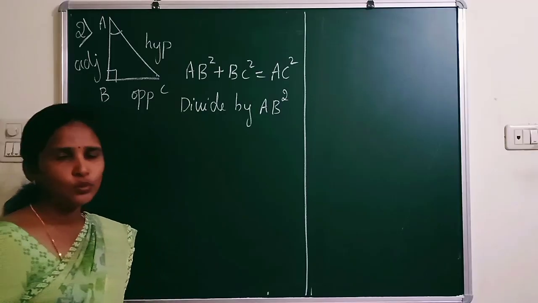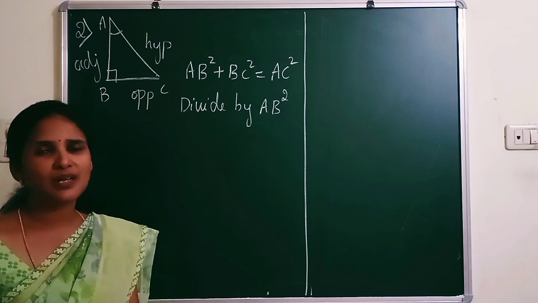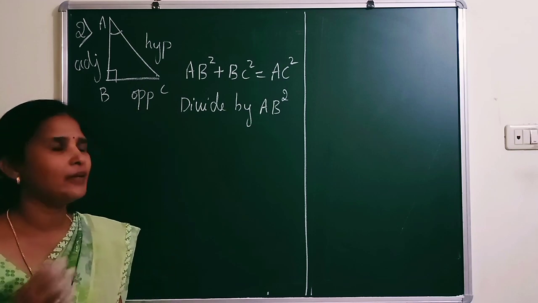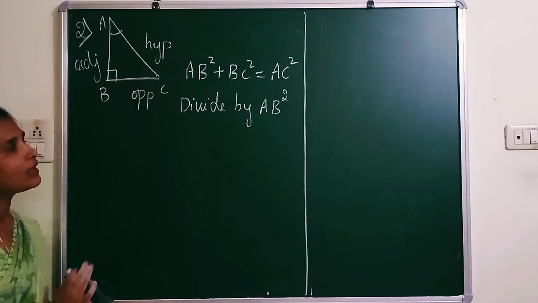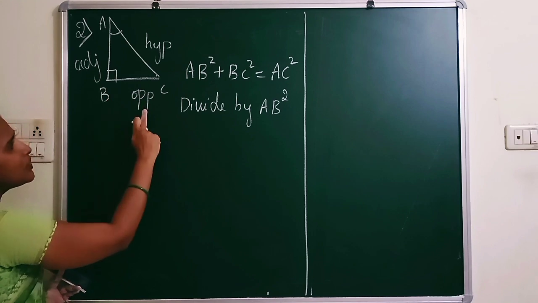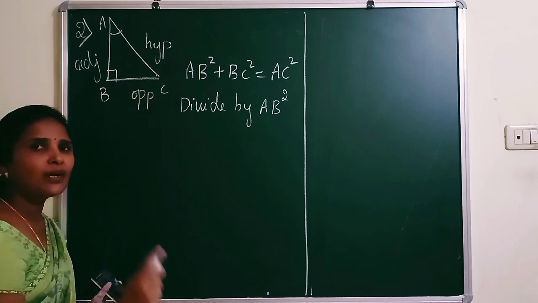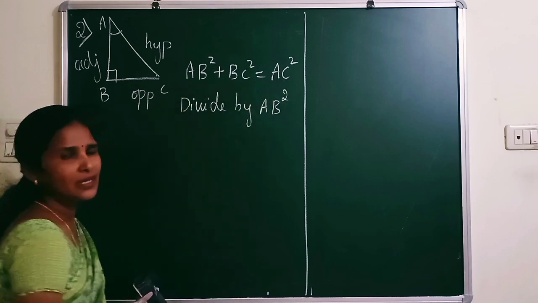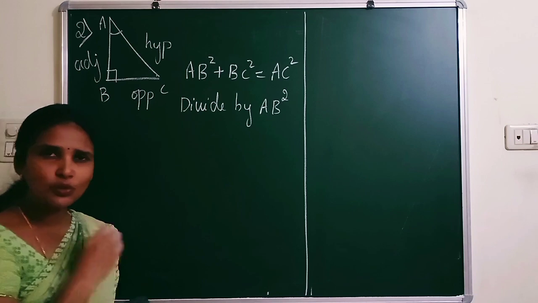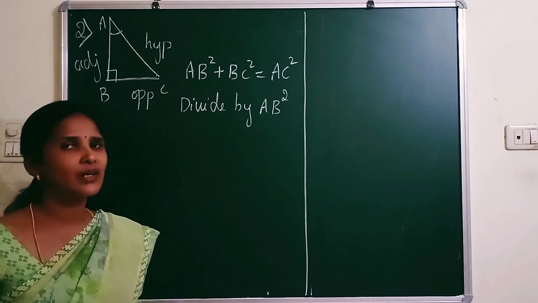Now let us prove the second trigonometric identity, that is 1 plus tan square A equal to secant square A. So same as before, take a right angle triangle, right angled at B, and here you can see opposite, adjacent and hypotenuse. So first thing you have to write the Pythagoras formula. So AB square plus BC square equal to AC square. Before we divided throughout by AC square, so we got the first identity sin square plus cos square is 1.